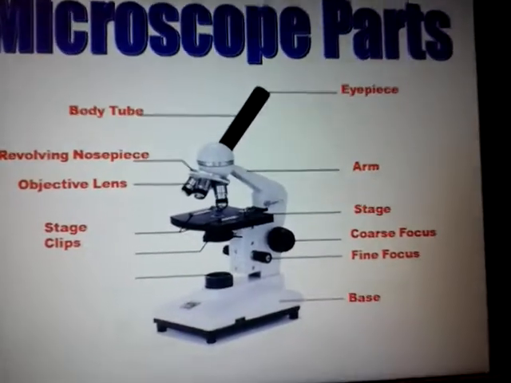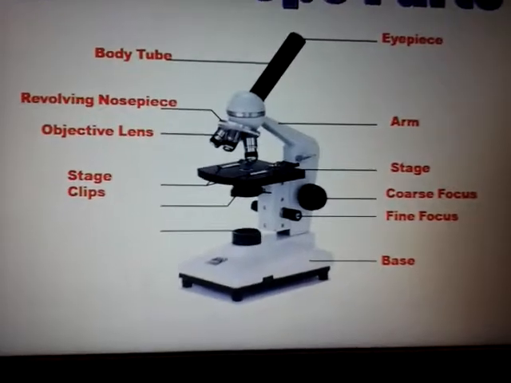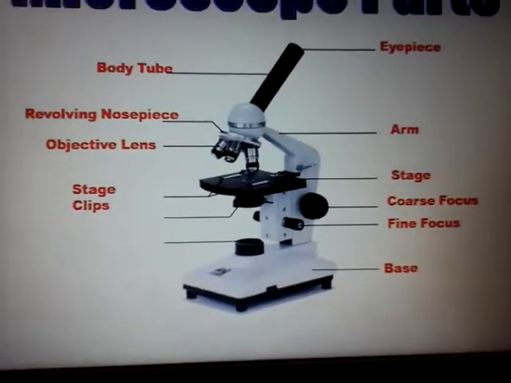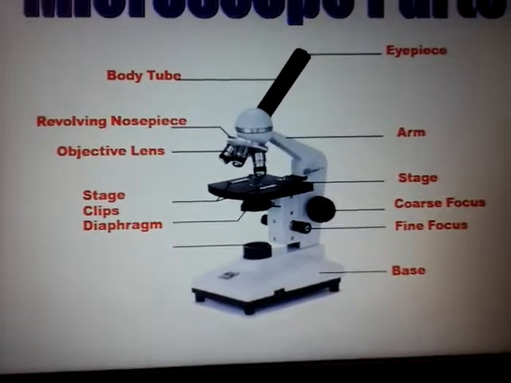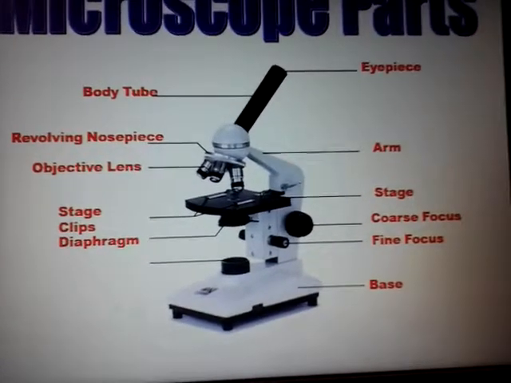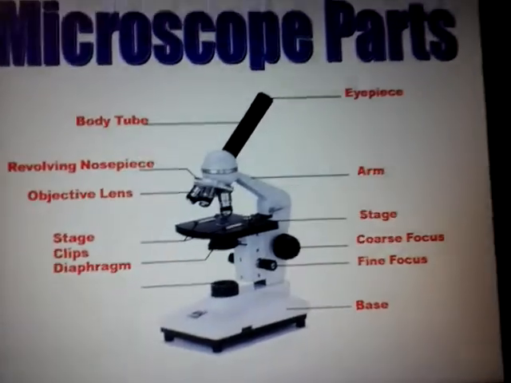Now, letter C on your page, oops, there's the base. Okay? The base isn't labeled on your page, but anyway. Now, you have something called the diaphragm. The diaphragm is letter F on your page. Now, the diaphragm allows you to adjust the light. On our microscopes, we have this little lever right here.